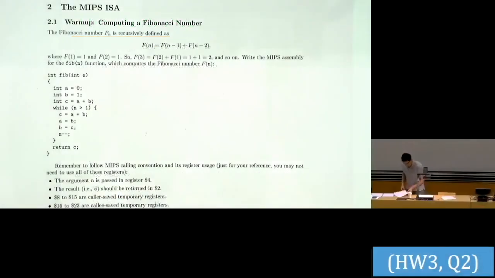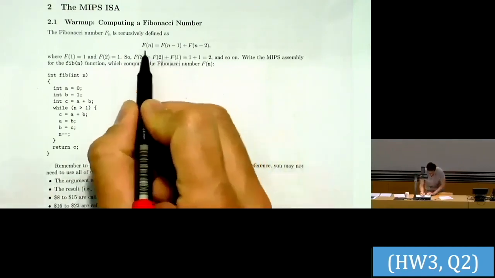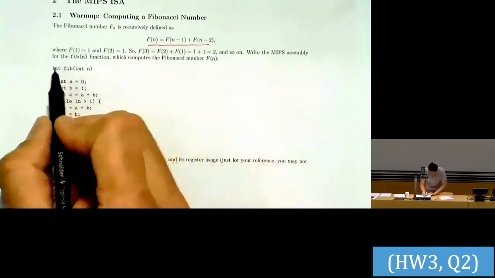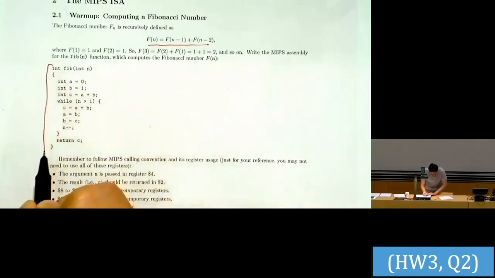This question has 2 parts. In the first part, it's warm-up, computing a Fibonacci number. So this is about writing MIPS code to compute the Fibonacci number. And as you know, this is the expression for calculating Fibonacci number. And here you have a high-level language code, C code, to calculate this Fibonacci number.